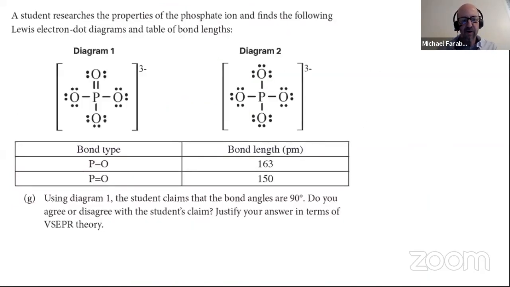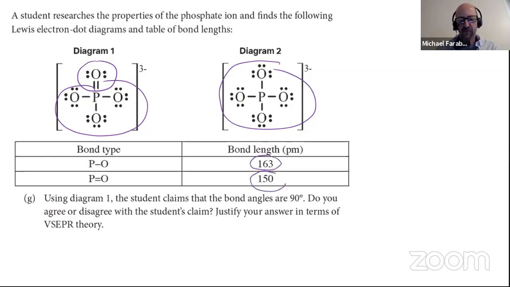Here we have a double bond and 3 single bonds. And here we have 4 single bonds. We are given the bond length for a single bond and a double bond. And so we'll be talking about this information in both parts G and H.